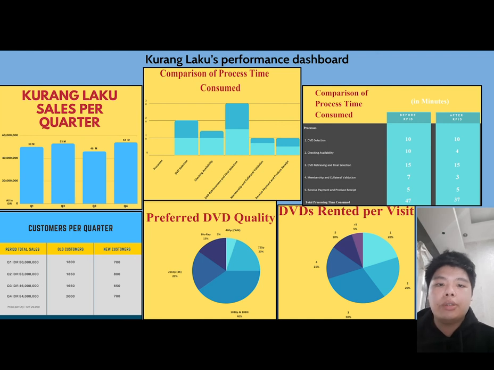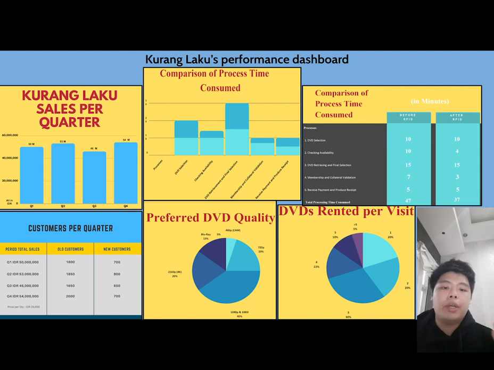And I'm going to give you an estimation if our bar graph was not clear enough. In this estimation, we can see that the availability checking process has decreased by a lot, from 10 minutes to 4 minutes, and the membership and collateral validation process has also decreased to 3 minutes. This in total adds up to a decrease in total processing time of 10 minutes, which we believe to be rather significant for the company.